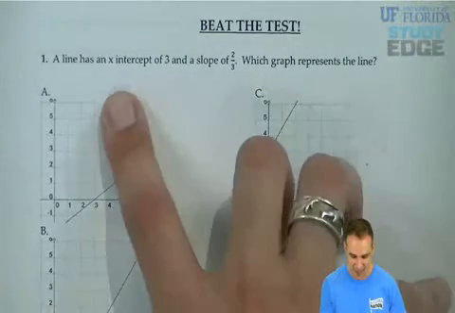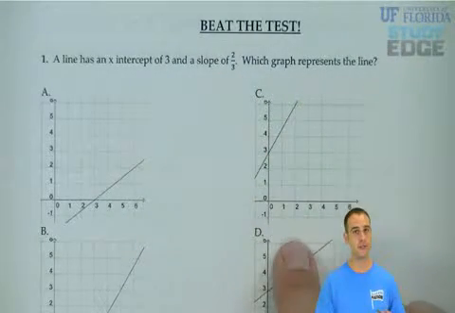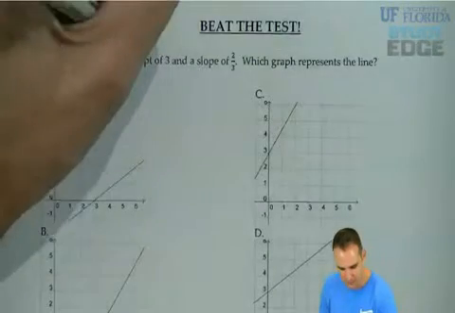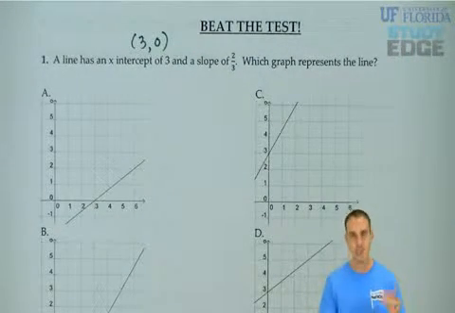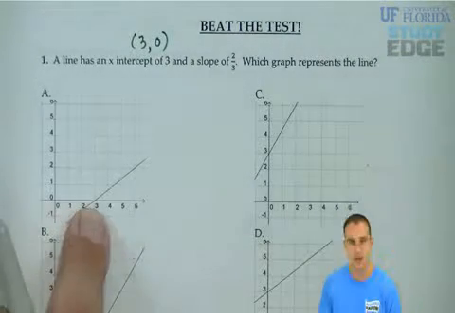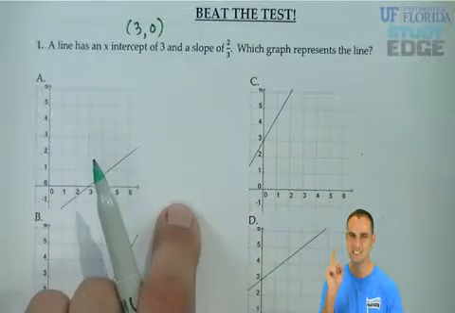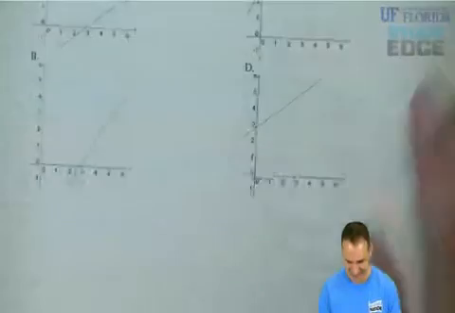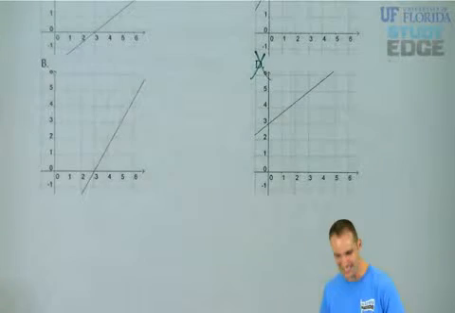Beat the test. A line has an x-intercept of 3 and a slope of 2/3. Which graph represents the line? First, we've got a point and we have a slope. This is an x-intercept. So an x-intercept, remember, is when y is 0. X is 3, y is 0. So I'm looking for the point (3, 0). (3, 0), it could be A. (3, 0), it could be B. (0, 3), see how it's trying to trick you? That's a y-intercept, not an x-intercept. It's not C. And then (0, 3), nope, that's a y-intercept. It's that x-intercept. An x-intercept hits the x-axis.